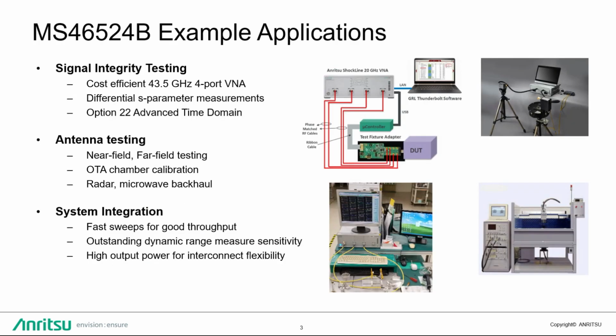So some of the typical applications for the 524B is differential S parameter measurements, advanced time domain measurements allowing you to give skew and eye diagram capability. It's used in antenna testing both near field and far field and within chambers, and also has applications within radar and microwave backhaul. For system integration applications, it has very fast sweeps, very good throughput, outstanding dynamic range up to 140 dBs, and high output power for interconnect flexibility.